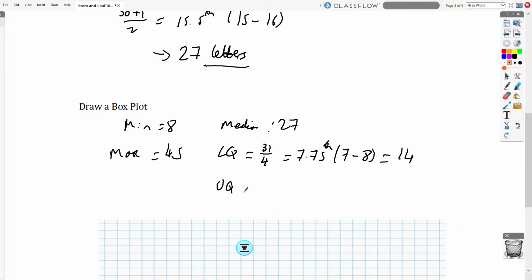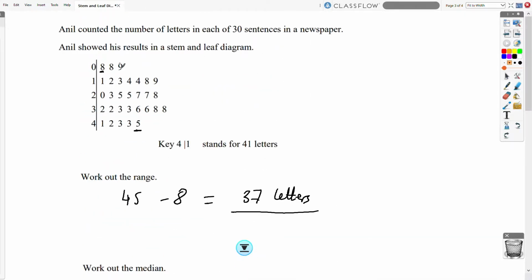Now remember, the upper quartile is 3 lots of the lower quartile, so it's 3 lots of 31 over 4. So 3 times 31 over 4 gives us a value of 23.25. So we're going between 23 and 24. So let's go back up to the stem and leaf diagram. 1, 2, 3, 4, 5, 6, 7, 8, 9, 10, 11, 12, 13, 14, 15, 16, 17, 18, 19, 20, 21, 22, 23, 24.